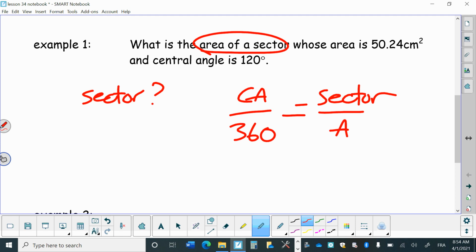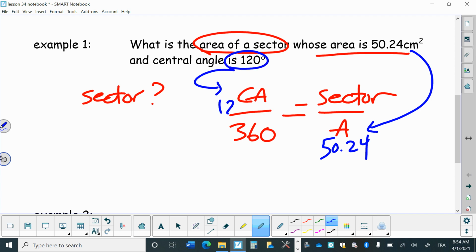Remember, sector is like a fraction of the whole circle. So here they're actually telling you that the whole area here is 50. So they keep it easy. They tell you what the area is. You don't have to find it. They didn't give you radius. And they tell you that the central angle is 120 degrees. So nice and clear, cross multiply, divide by 360.